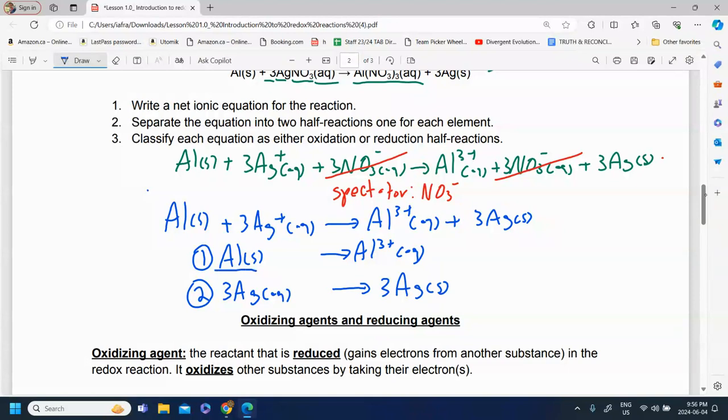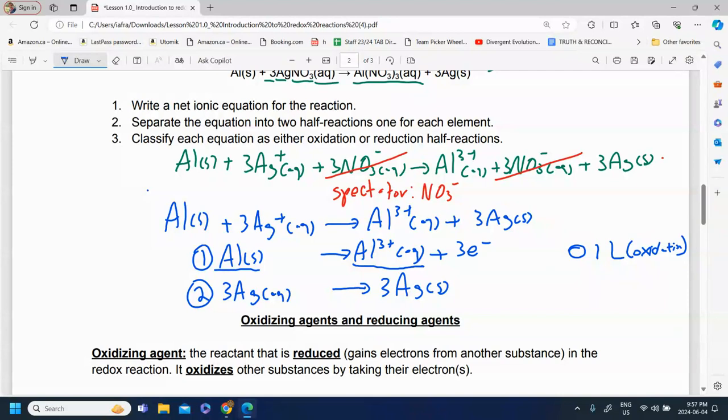And so I'm going to start off with my aluminum. I notice that aluminum with the charge of 0 becomes aluminum with a charge of 3 plus. So that means that aluminum with the charge 0 to become 3 plus must have lost electrons, specifically 3 electrons. So that means that this is the oxidation, right? Oil rig, oil. This is the oxidation. And so for the oxidation, the electrons have to go on the product side, so it lost 3 electrons.